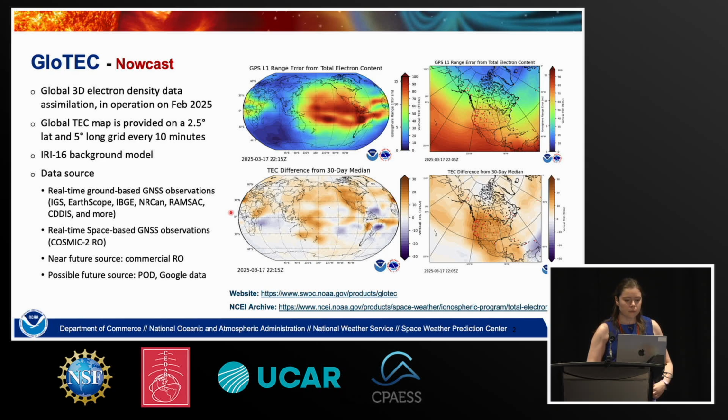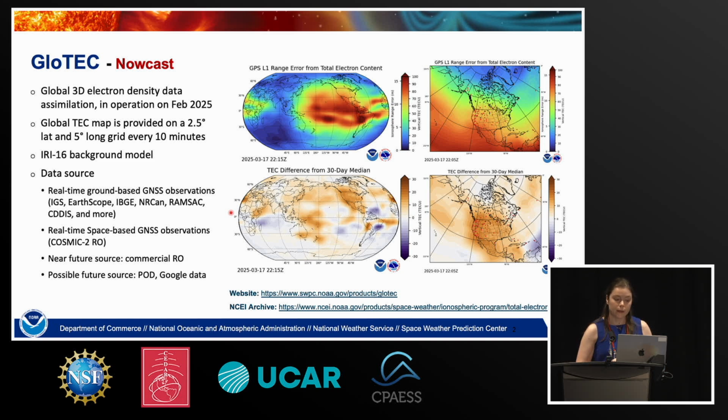Currently, the model has been available operationally since February 2025, and you can view the current nowcast on the SWPC website. If you want to download GLOTEC data, that's available through NCEI. The data sources that we're assimilating are ground-based GNSS observations, since we only assimilate different types of TEC, and also space-based data from COSMIC 2. So currently, GLOTEC has the best performance at low latitude, since that's where we have the largest data volume, since we're using COSMIC 2 data.